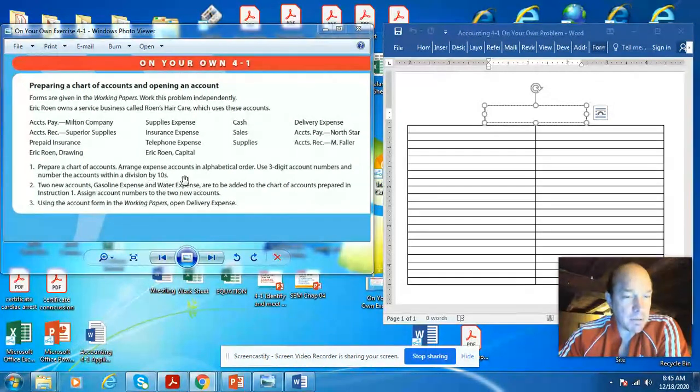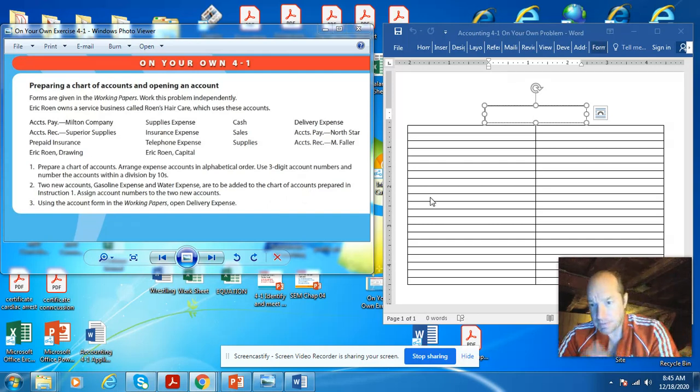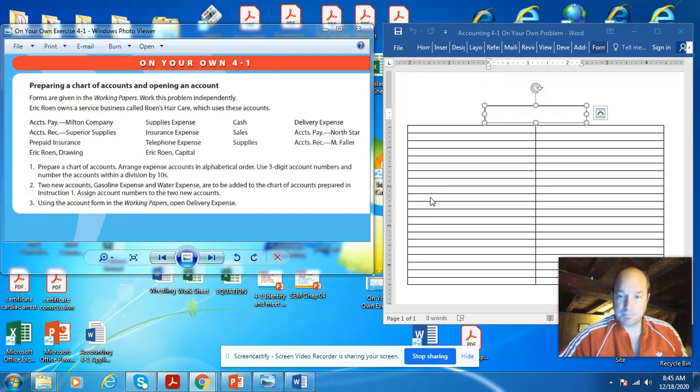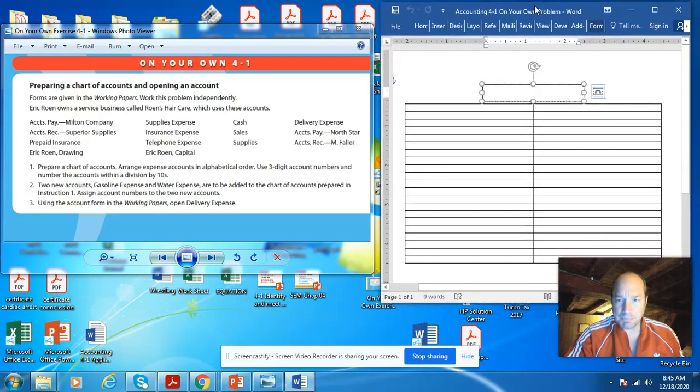So we have to prepare a chart of accounts, arrange expense accounts in alphabetical order, use three-digit account numbers, and number the accounts within a division by tens. We've got to add two new accounts, gasoline expense and water expense, to the chart of accounts prepared in instruction one and assign account numbers to the two accounts. All right, so let's aggressively attack the chart of accounts for this particular problem.